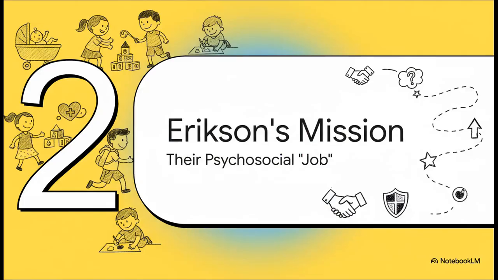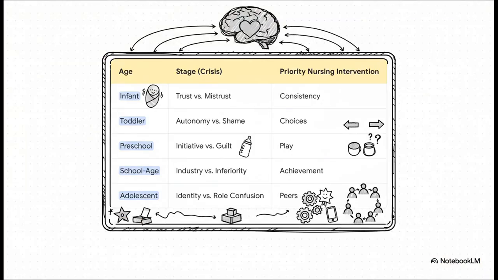Okay, tool number 2. This one's from Erik Erikson, and it's all about a child's psychosocial job. The idea is that at every single age, a child is working through a central social crisis. Our job as nurses is to figure out what that mission is and do everything we can to help them succeed. This chart right here is gold.